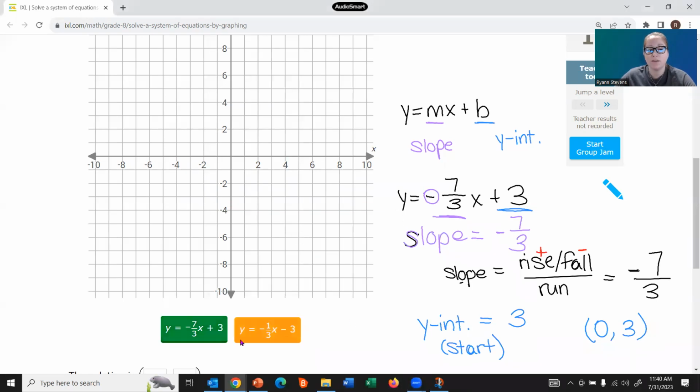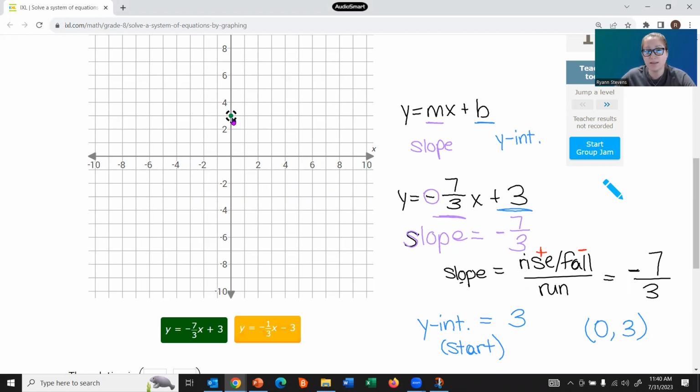Now, again, we want to make sure that we select the correct equation. Since we're dealing with y equals -7/3 x plus 3, we want to make sure we have this green equation selected. So start at 0, and then we're going to go up 1, 2, 3 places, and that's going to be our first point.